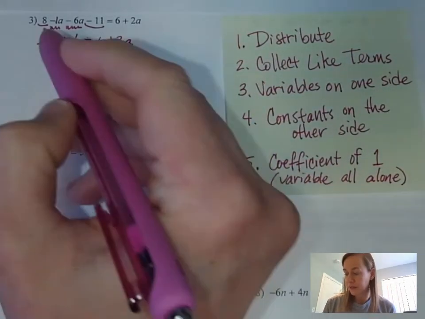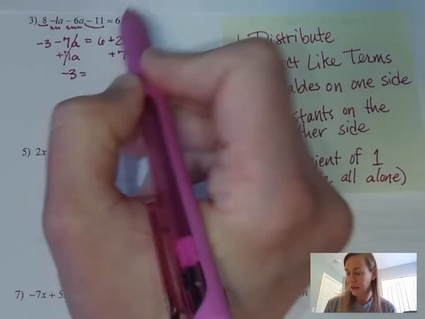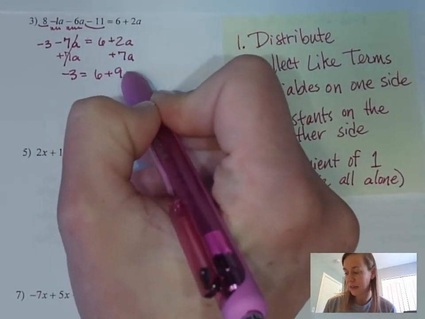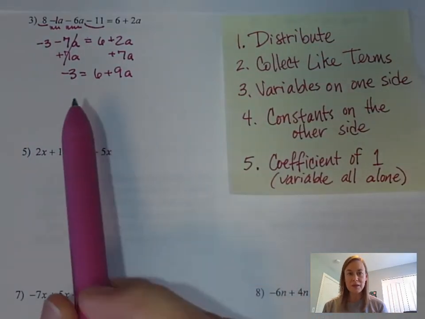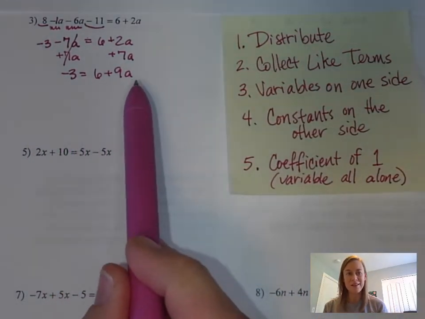Okay, so those go to 0. And now I have negative 3 equals 6 plus 9a. Okay, are all my variables on one side? Yeah, there they are all together.